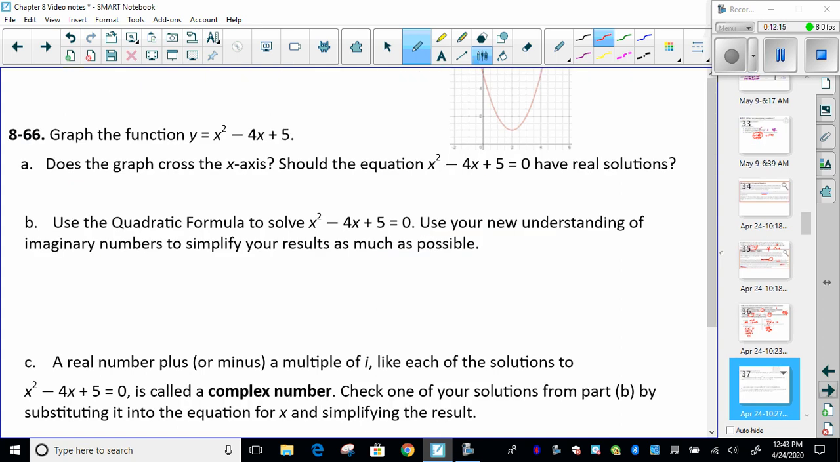Because what's going to happen is you're going to get equations, and you're going to be solving things, and you're going to get these imaginary types of numbers in here that you have to simplify. So in this problem, we would have to take a look at, does it cross the x-axis? So I graphed this already for you, so it's here. And here is the x-axis. I'm not sure if you can see that or not. So there's my x-axis. So does it cross the x-axis? No.